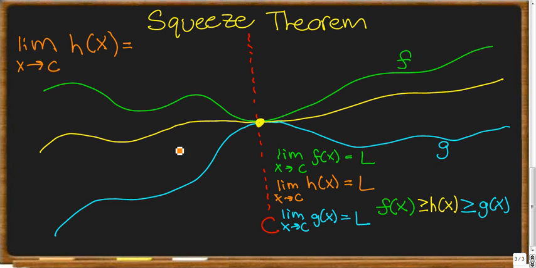So the idea is that if these two outer functions that we know about squeeze together and meet, and we know that this other function has to be between them or equal to them at all times, then we can therefore infer that this function also has the same limit.